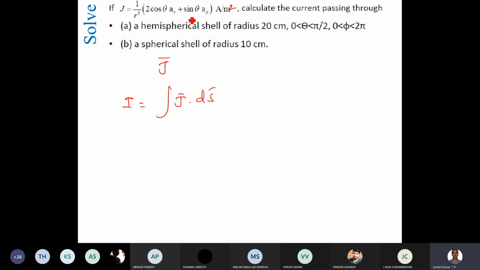Now this problem is about the spherical coordinate system, and the surface area you need to consider is the hemispherical surface with theta from 0 to pi by 2 and phi from 0 to 2 pi. Anyhow, the radius we need, right? Radius is fixed here, it's given as 20 centimeters. You can calculate this. In the same way you are asked to calculate for a radius of 10 centimeters.